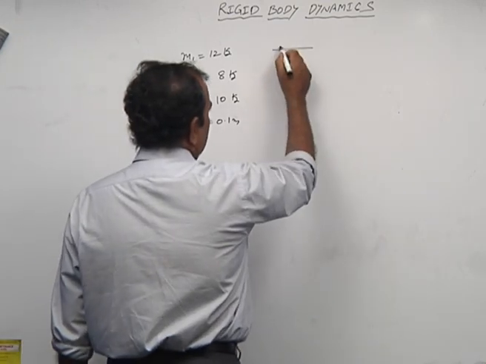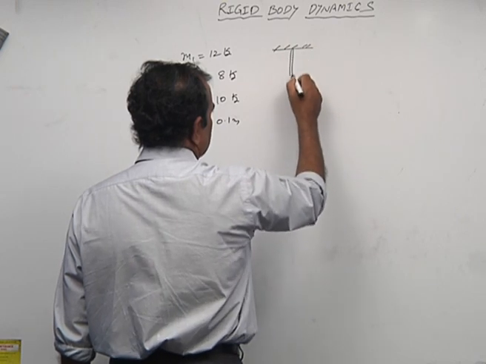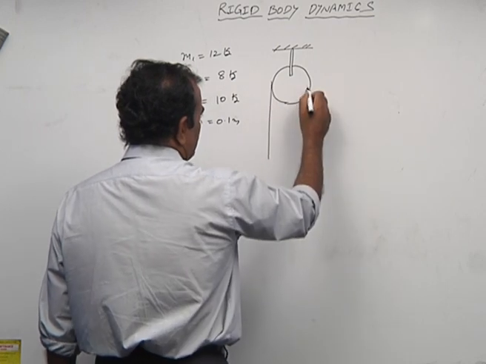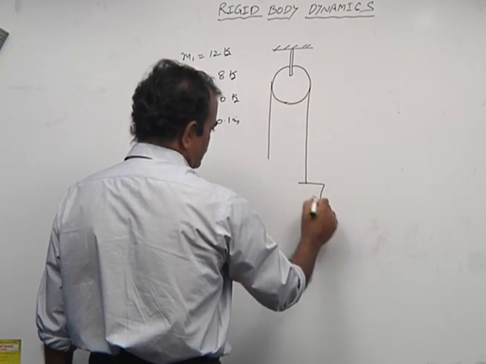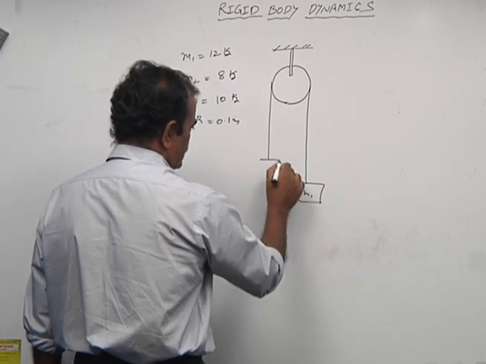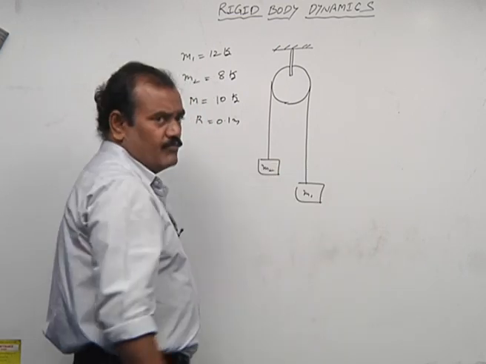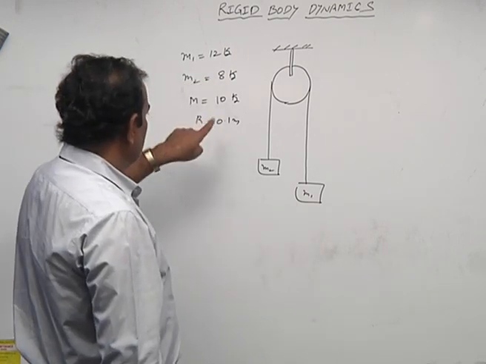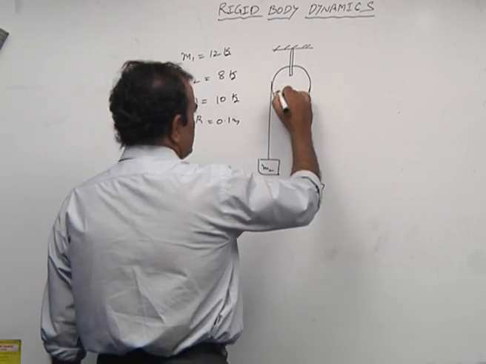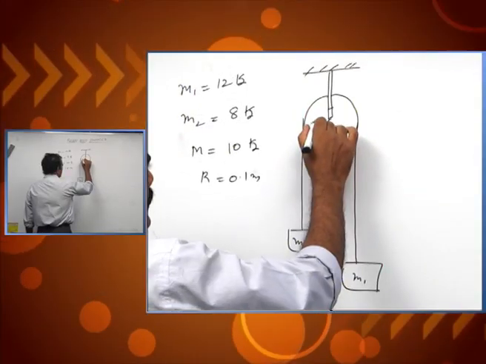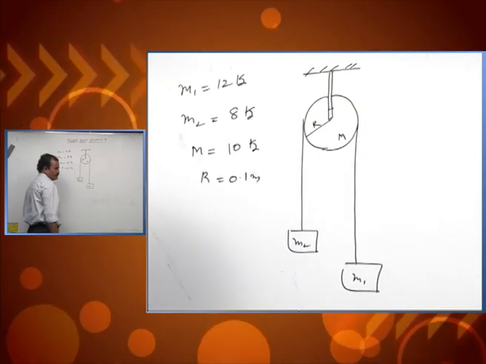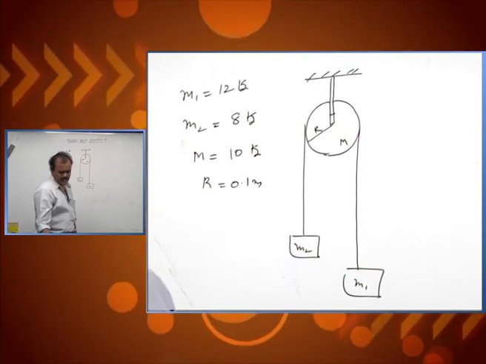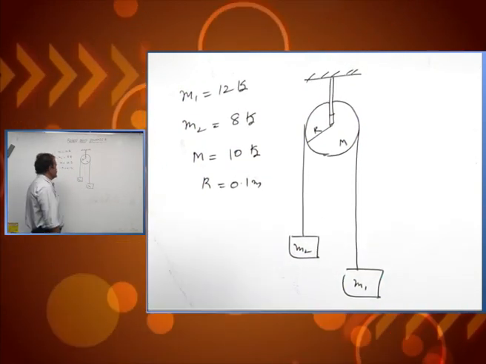Atwood's machine means the arrangement is like this. In this case, m1 is equal to 12 kg, and m2 is here. And this is the capital M, with its radius 0.1 meter. Now you are supposed to find out the tensions in the cord and the acceleration of the system.